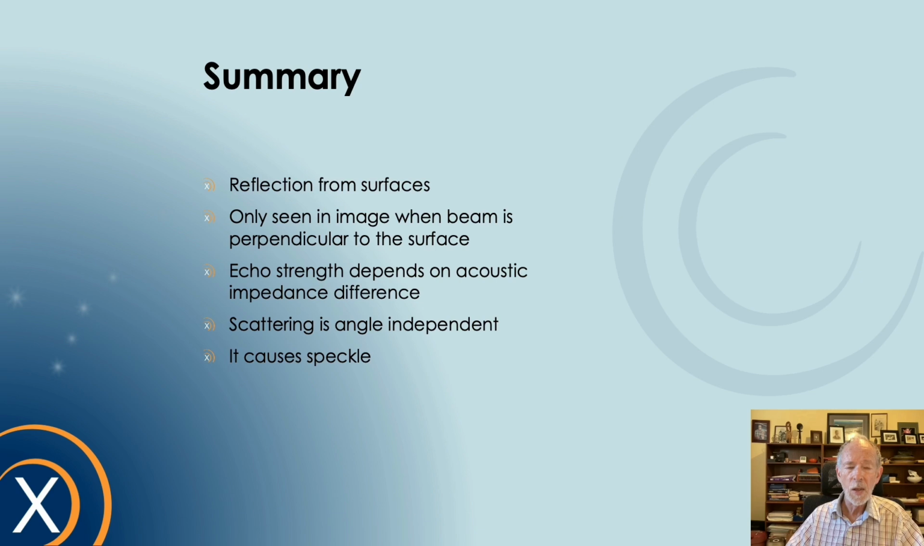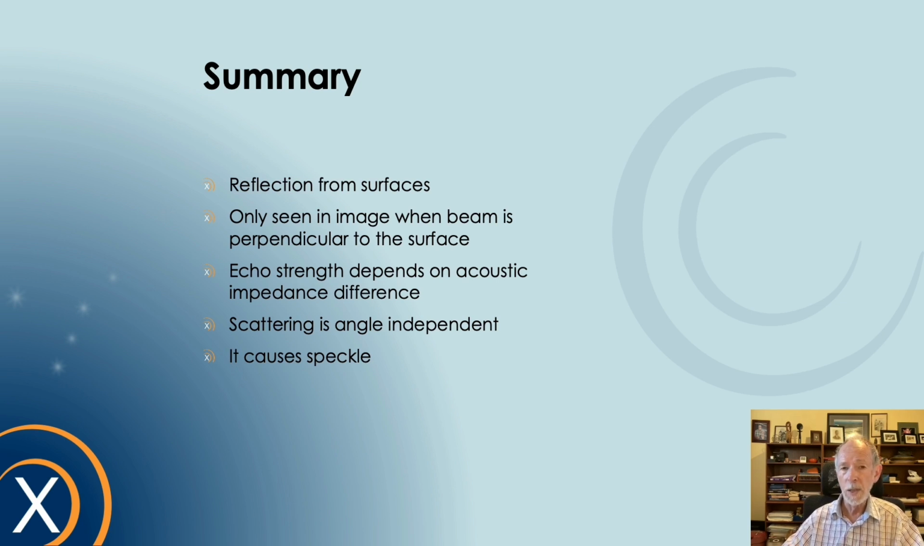The strength of the echo that comes back when we are in that perpendicular situation depends on the acoustic impedance difference between the two tissues, the tissue before the interface and the tissue after the interface. And when that difference is small, we get a weak echo. When there's a large difference in the acoustic impedance, we get a much stronger echo. When we have something dramatic like a soft tissue air interface or soft tissue bone interface, we get essentially all of the energy reflected and none will go through into the deeper tissues.